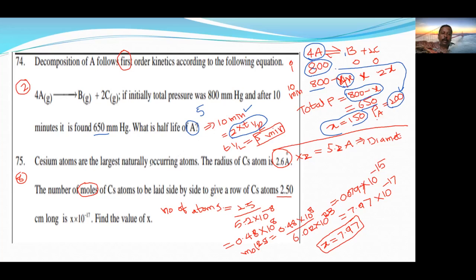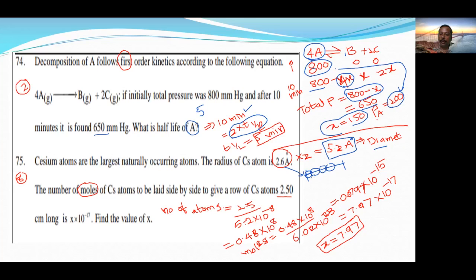Okay. Then next, cesium atoms, the largest naturally occurring atoms. The radius is 2.62, sorry, 2.26. Therefore, the edge length will be, 2.6 diameter, sorry. Diameter will be 5.2 angstroms. Now, total molecules of cesium laid side by side in 2.5 centimeter. Like this, if I am laying down, we have to take the diameter, not the radius.